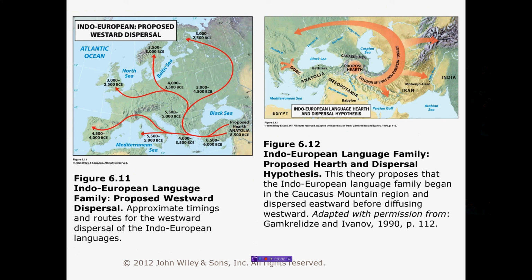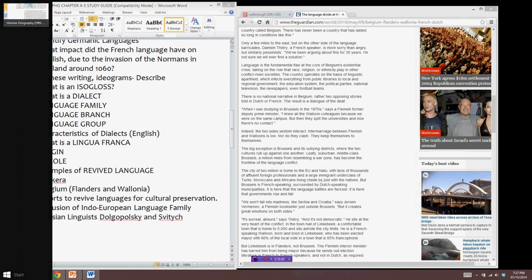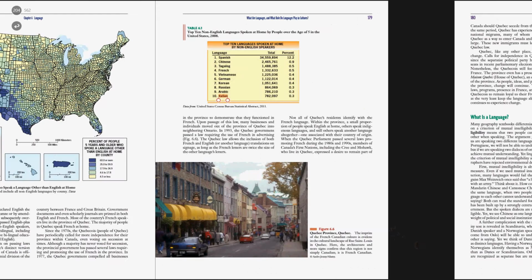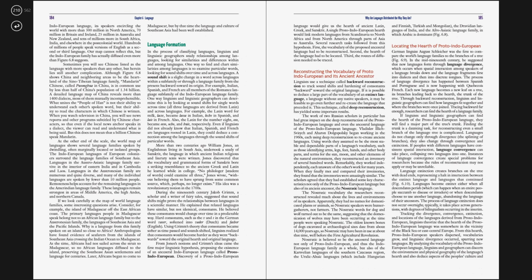Last but not least, I wanted you to tell me about Dolgopolsky and Svitek. We already talked about these people and did an assignment based on them. If you look in the textbook that we looked at for the class, you will see both of them right here in this section, talking about the deep reconstruction and the efforts to reconstruct and create the Nostratic language and the Proto-Indo-European language. Both of these people played an important role, and I want you to be familiar with the important role they played.